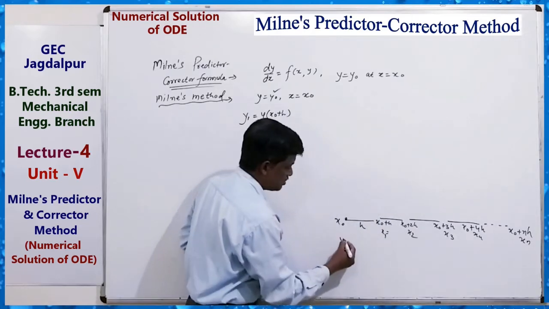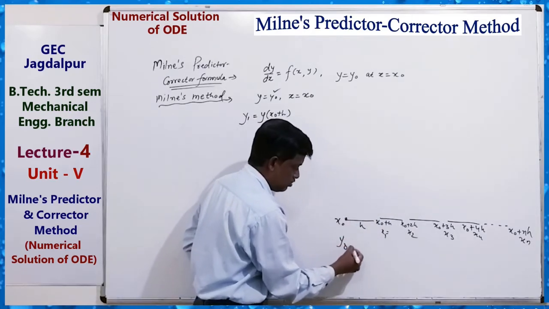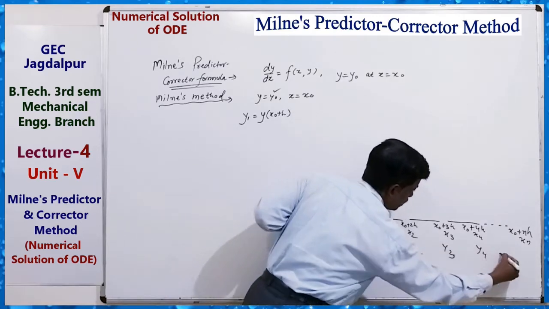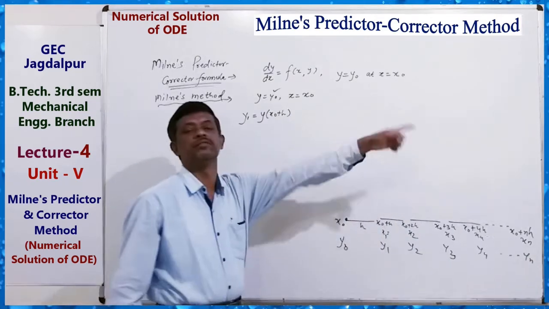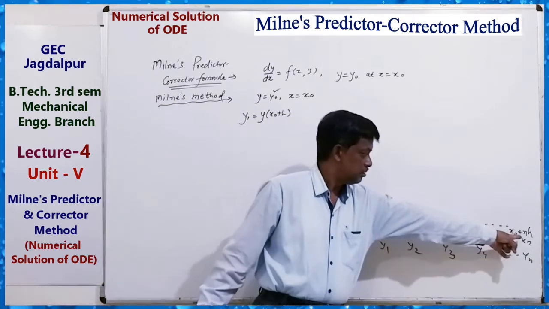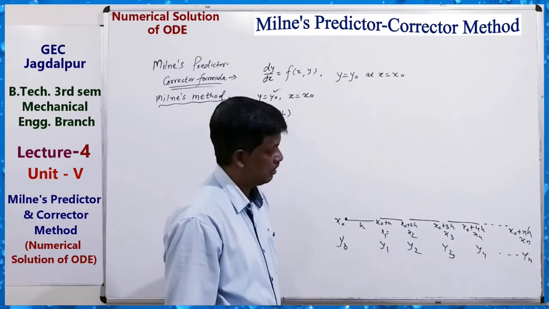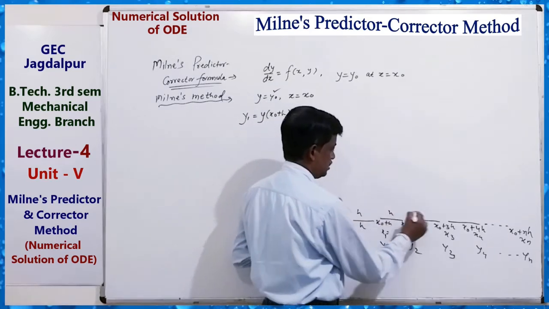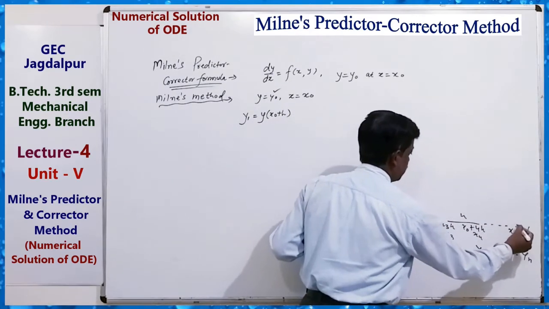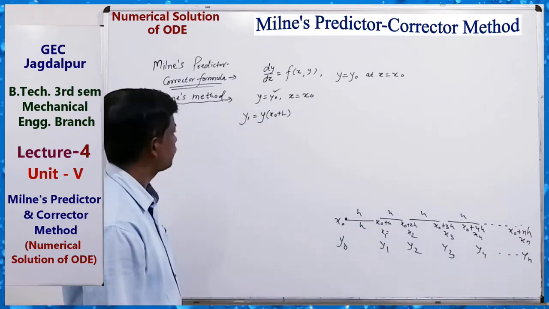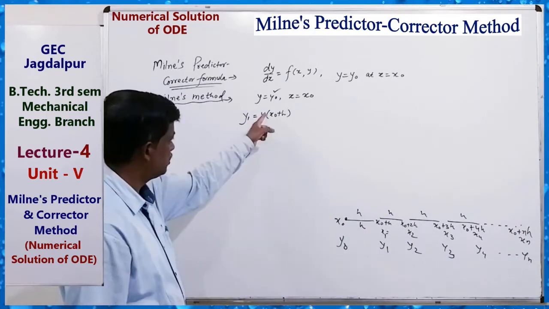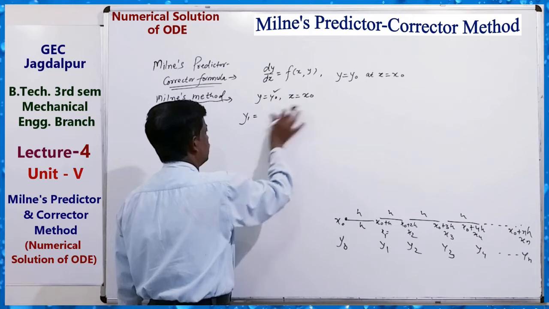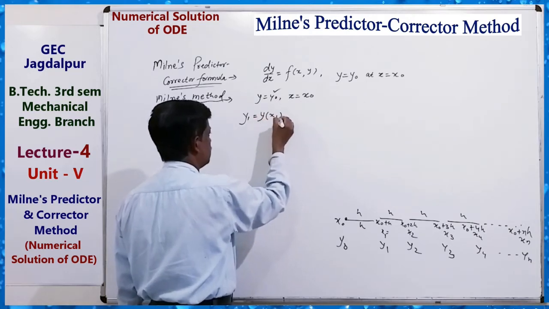So y0 is the value at this point, y1 at this point, y2, y3, y4, and so on, up to yn at this point. That is the final value, if our target point is xn, x0 plus nh, with interval h. Okay, h distance is the step. Clear? Now y1 means x1, x0 plus h. So we have to find this value.